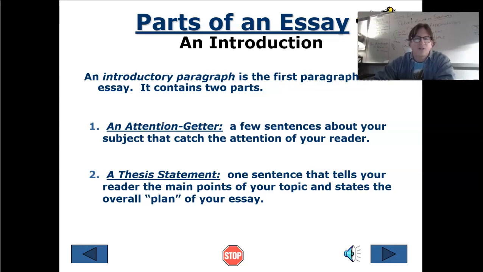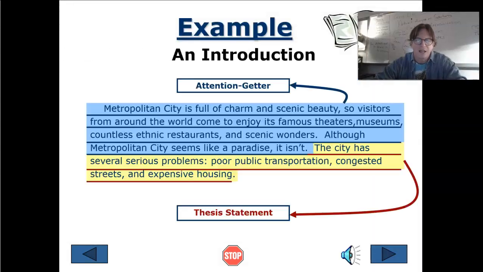I like to talk about it as if it's a warm embrace. You start your arms out wide, and then you bring in the reader, get them close, and then you deliver your thesis statement, which is the heart of the essay. One sentence that tells your reader the main points of your topic and states the overall plan of your essay. I'm going to talk more specifically about all this stuff when we get closer to actually drafting your first essay. I'll talk a little bit more about the introductions. This is just a general idea of these types of essays.